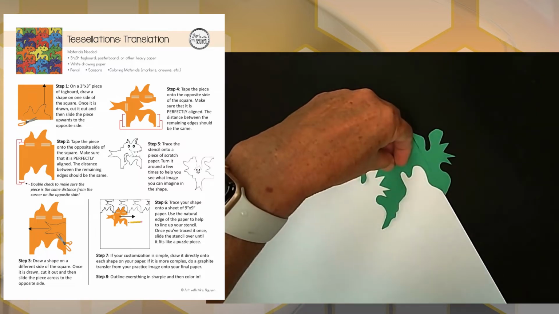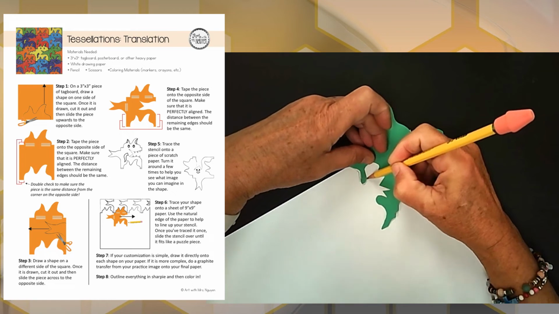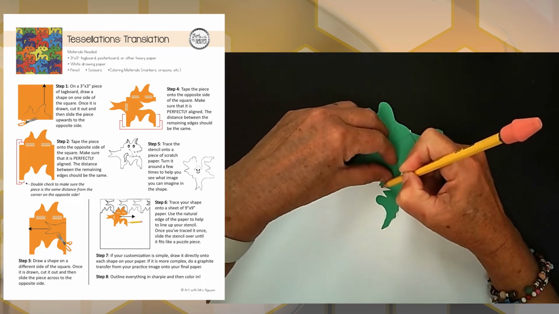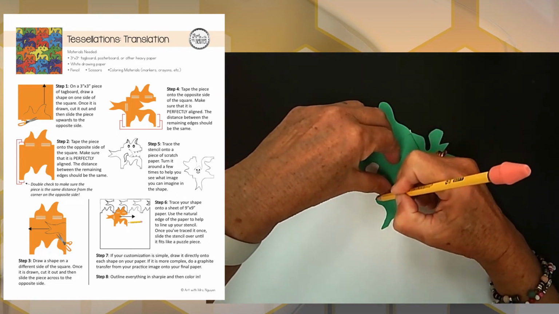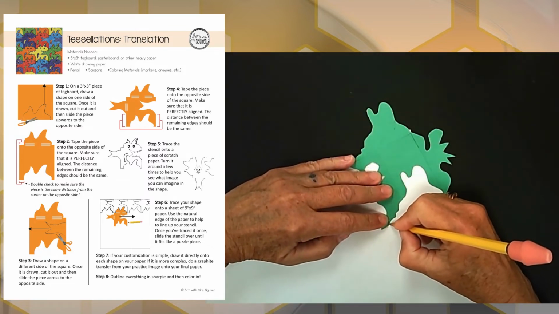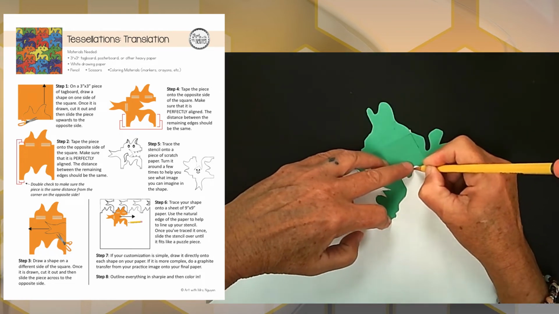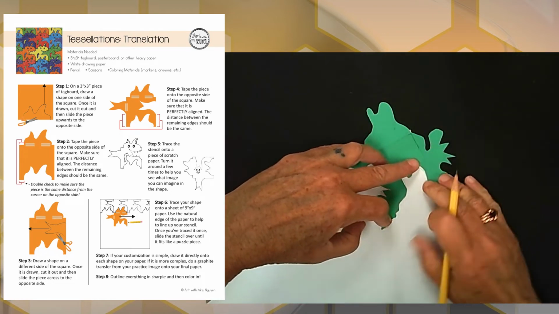And then you're going to trace around, just with your pencil, your shape that you made. Kind of hold your paper down with your fingers. If you have to put a little piece of tape on the back to keep it from wiggling around on you, you can certainly do that.